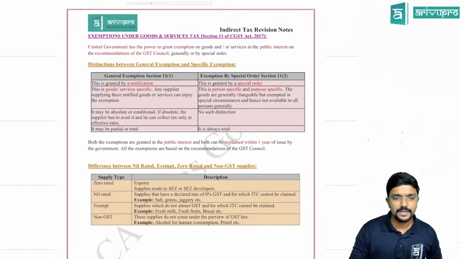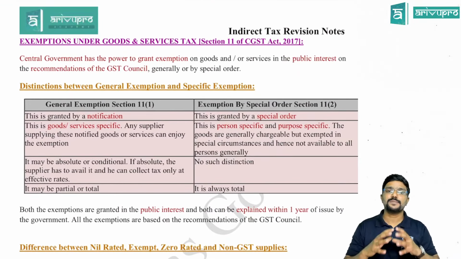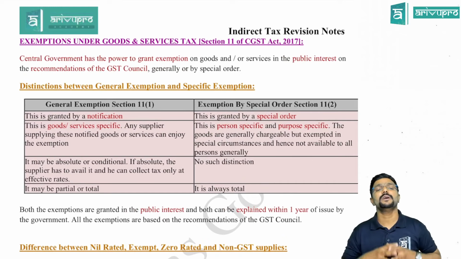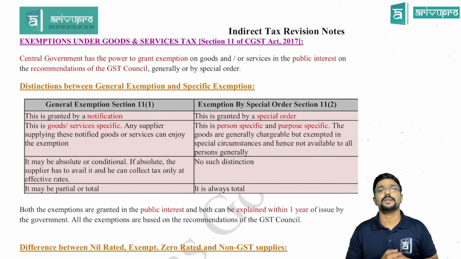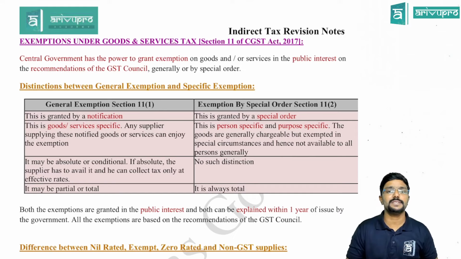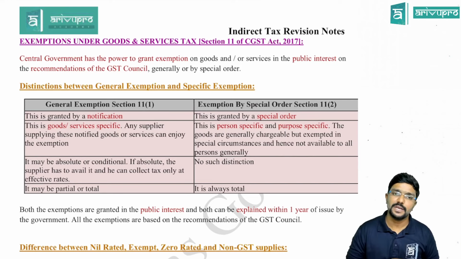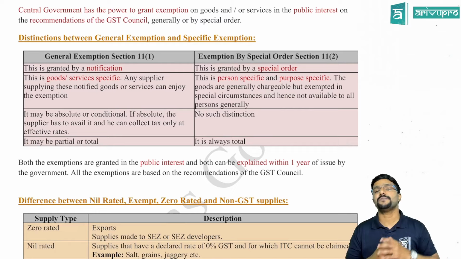Then coming to the last section under this chapter, exemptions. Exemptions can be notified only by the government. Section 11 is giving power to the government to notify any goods or services through a notification or special order that the following goods or services is exempt. But any exemption given by the government should be in the public interest, and it should be based on the recommendation of GST Council. So there are two types of exemption, general and specific exemption.